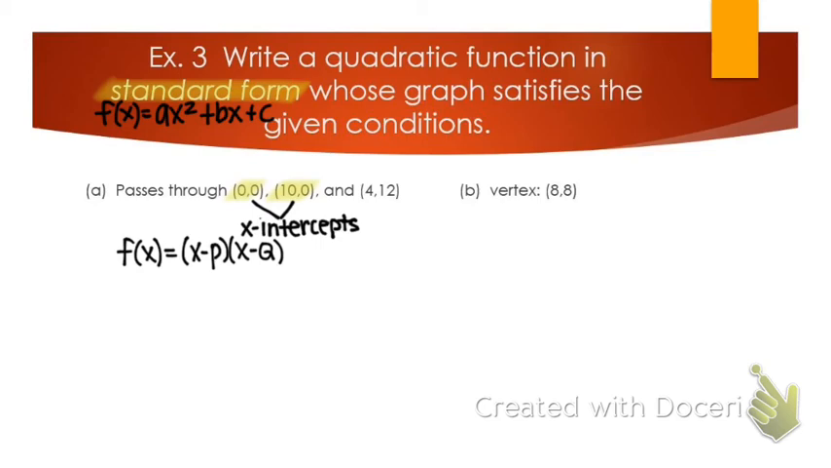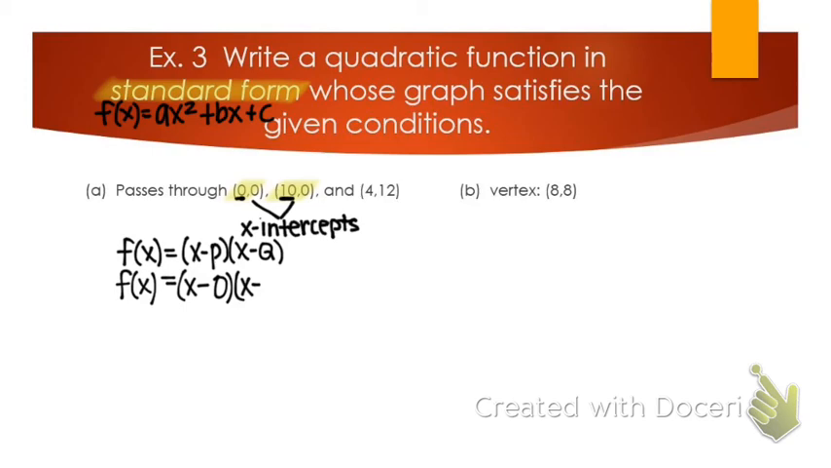So that is the form we have to start with because we are given the x-intercepts. Now, let's plug in what we know. f(x) equals, we already have learned that p and q are the actual intercepts. So we keep the x and the minus. What is the first x-intercept that we've been given? 0. The 0 right here, the x-coordinate is our p. Then we keep the x minus. What is the second x-intercept? The 10. Remember, the y-coordinates are zeros. It's the x-coordinate that we're plugging into the formula.